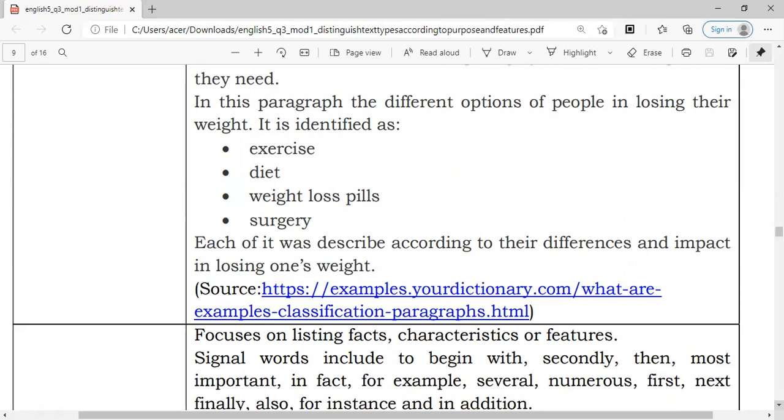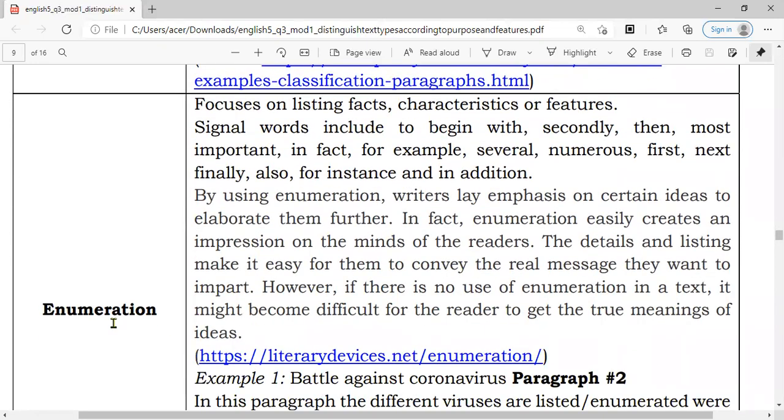So let's have now the second one, enumeration. It focuses on listing facts, characteristics or features. Signal words include: to begin with, secondly, then, most important, in fact, for example, several, numerous, first, next, finally, also, for instance, and in addition. So signal words are evident here in our enumeration text type.